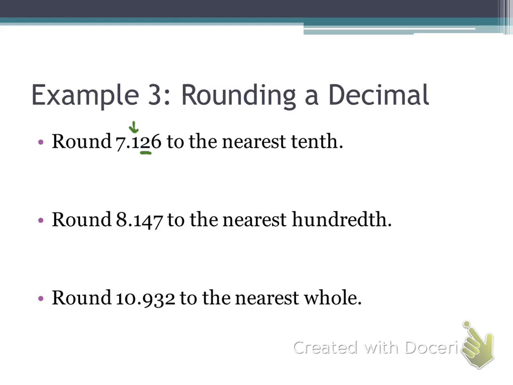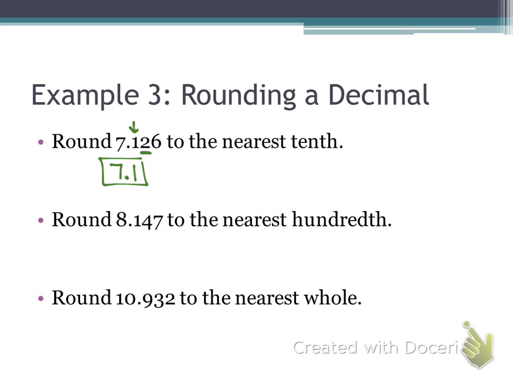So if I'm rounding to the nearest tenth and I have a 2 in the hundredths place, will that keep my 1 the same or will it round it up? It'll keep it the same. If it's 4 or less, it keeps it the same. So I say 7 and 1/10, and that is my answer. Okay? Now what about the next one?